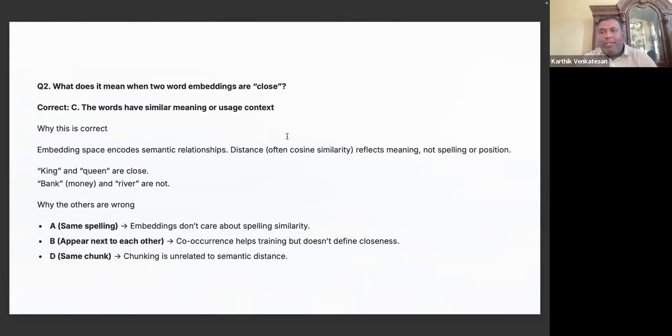Okay, if you answered C, then you're right. It preserves the close semantic relationship.